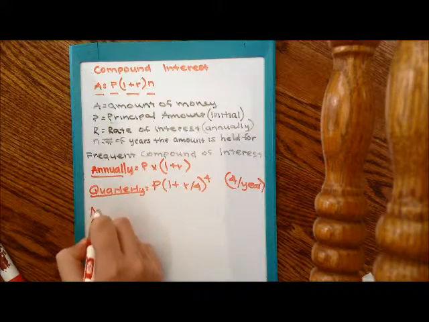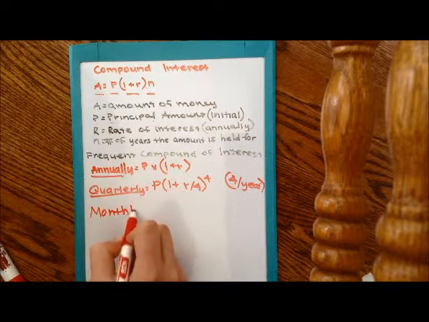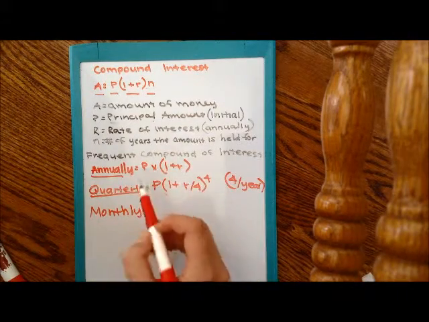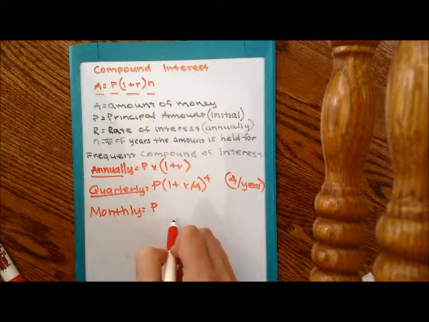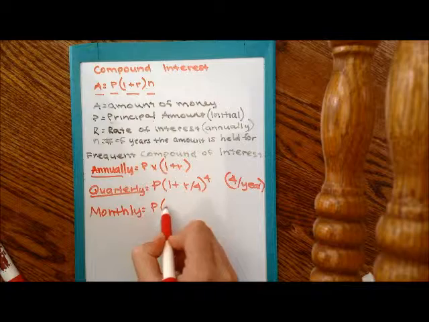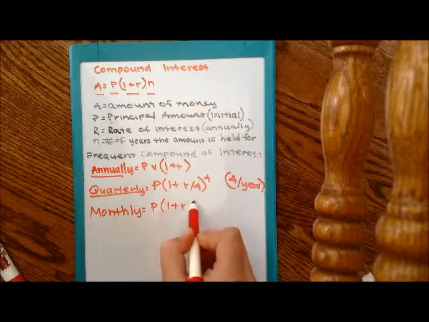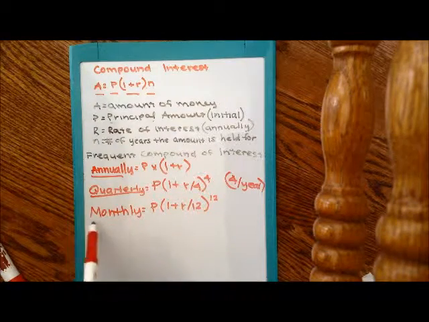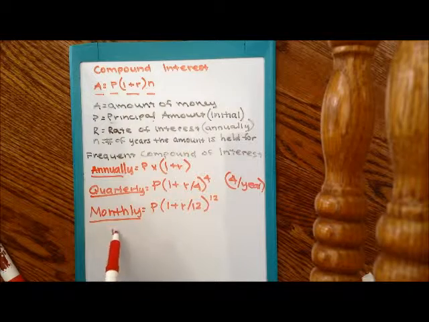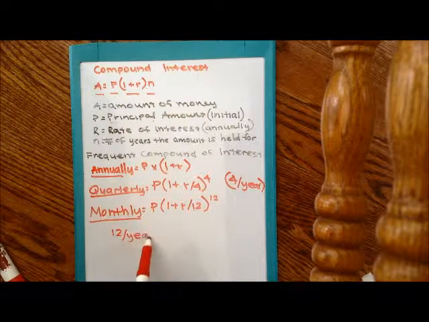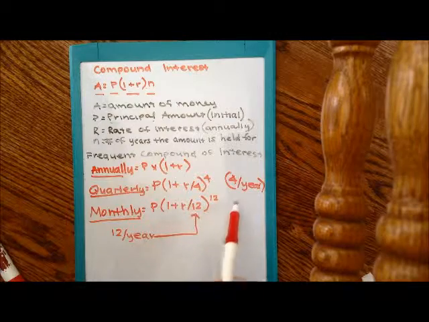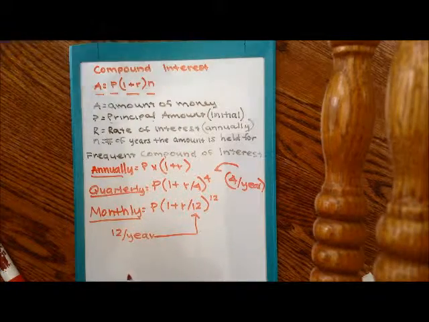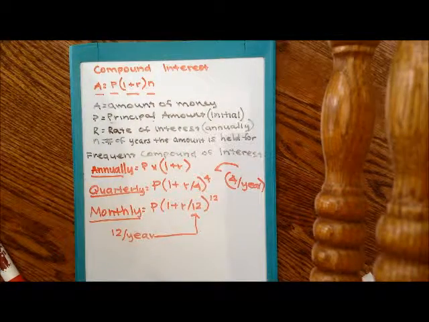Then monthly. So for monthly, it's very similar to quarterly. We're going to do the principal value multiplied by (1 plus the rate divided by 12) to the 12th. So we can remember monthly because there are 12 months in a year, which is why there's 12 there, and the 4 is why we use 4s. So this is a start to compounding interest.